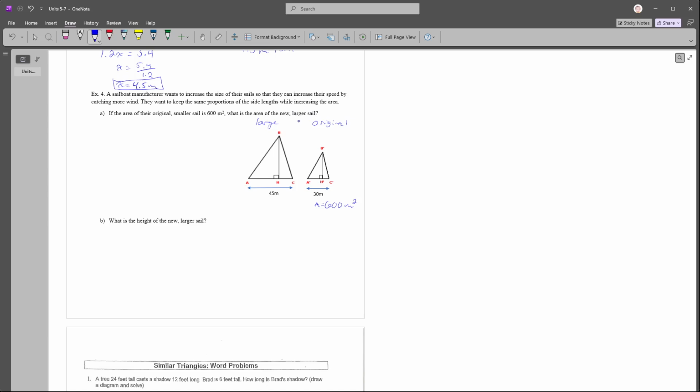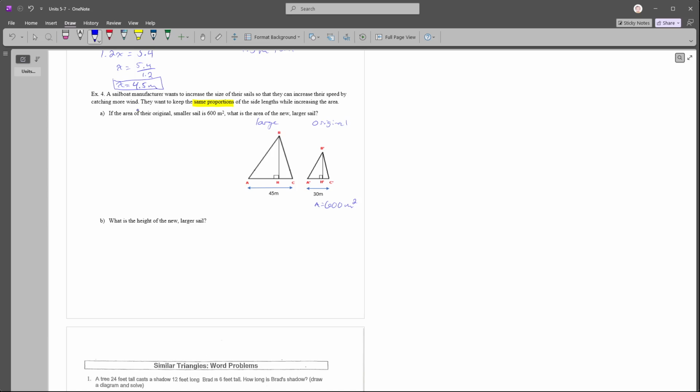Do we have all the information we need? Well, we got to think about this one. We need to be able to set up a ratio. Now, we know, if we look at the question, it says they want to keep the same proportions of the side lengths while increasing the area. So since they're telling us that they are keeping the same proportions, we know that the triangles are similar. So since we know that the triangles are similar, we can simply just calculate what k is, the scaling factor.